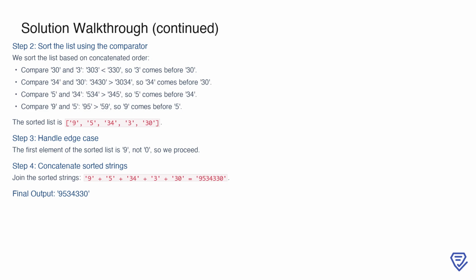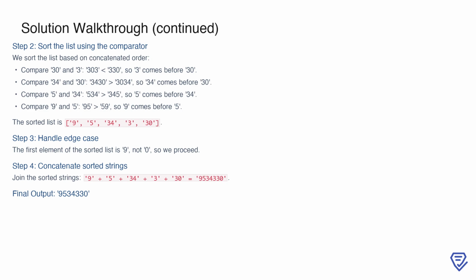Next, we compare 34 and 30. Here, 3,430 is greater than 3,034, so 34 comes before 30. Moving on to 5 and 34, we find that 534 is greater than 345, so 5 comes before 34. Finally, comparing 9 and 5, we see that 95 is greater than 59, so 9 comes before 5. After all comparisons, the sorted list becomes 9, 5, 34, 3, 30.